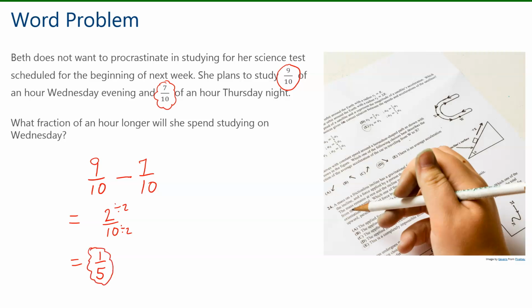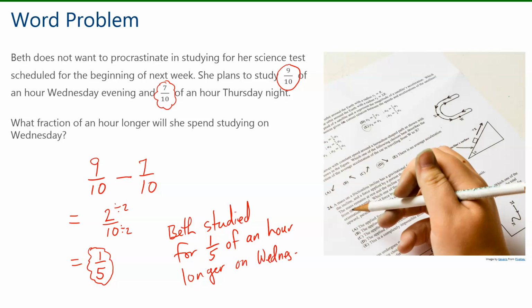So what does this mean? Well, Beth studied for 1/5 of an hour longer on Wednesday evening. And hopefully she did well on her test because she didn't procrastinate.